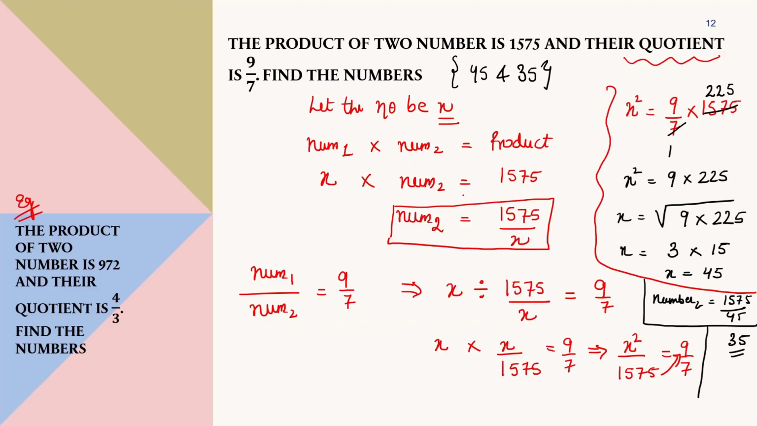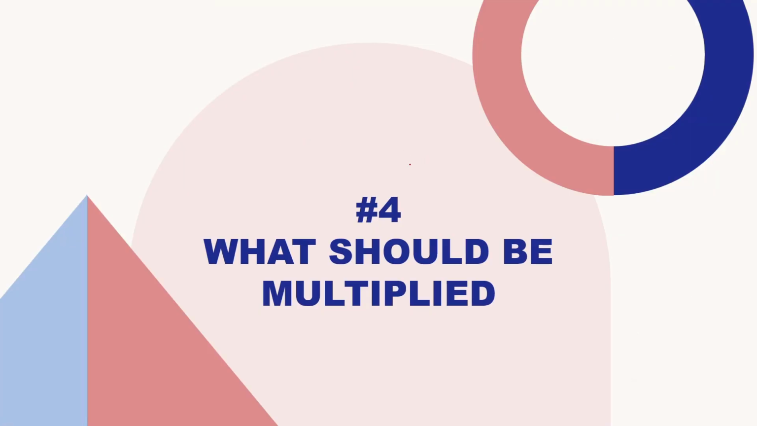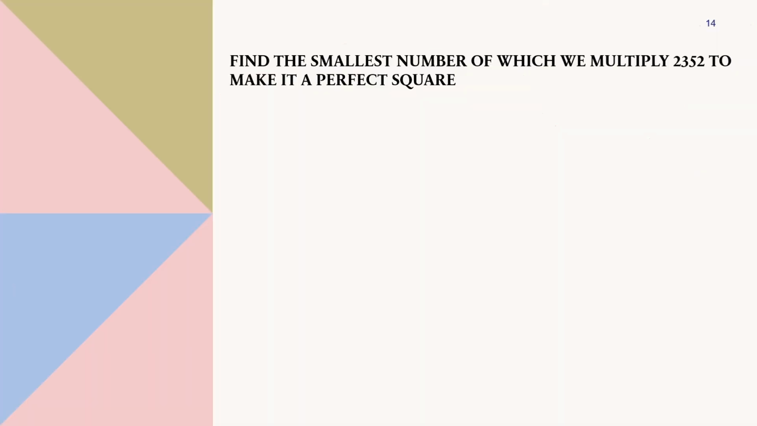Our next subtopic is what should be multiplied. Whenever the question says what should be multiplied or what should be divided, use the prime factorization method only. So find the smallest number by which 2352 must be multiplied to make it a perfect square. So we will use prime factorization. Is it a perfect square or not?